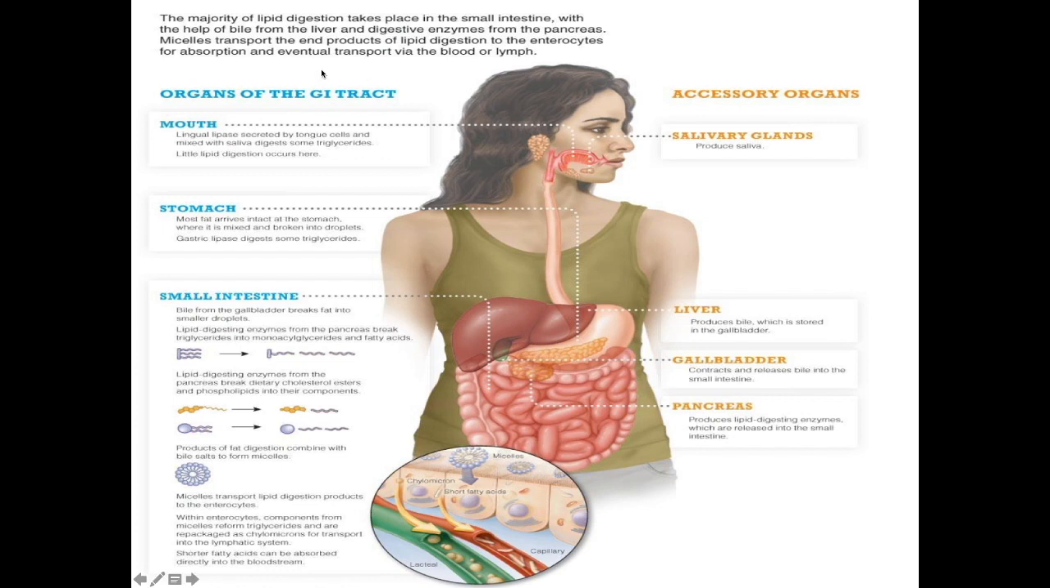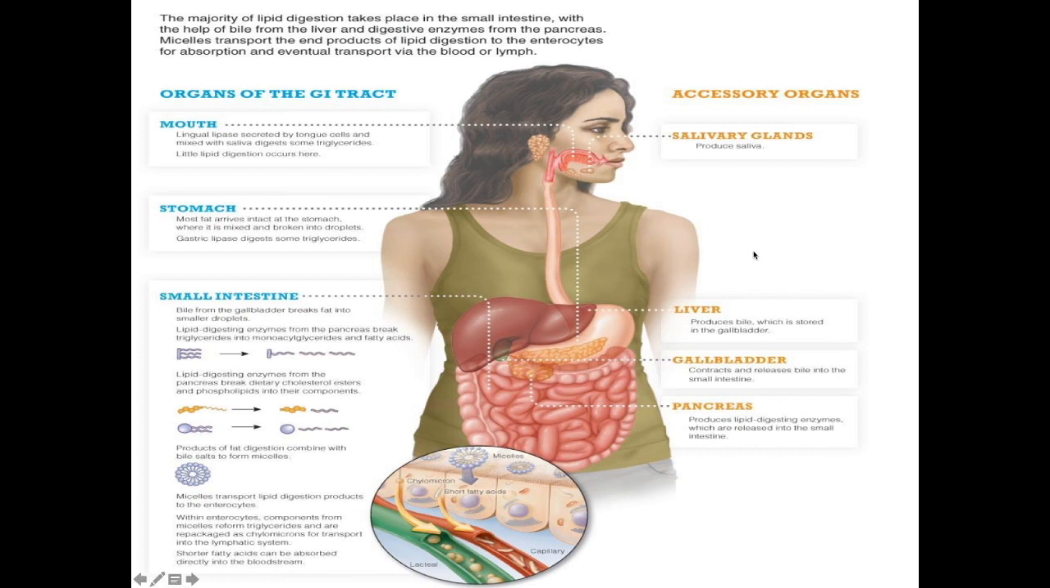Most of the lipid digestion happens in the small intestine. However, some of it starts in your mouth and stomach. In your mouth, your salivary glands produce saliva, which contains a small amount of lingual lipase, which digests some of the triglycerides, but not very many. Then you swallow, and the fat arrives mostly intact to your stomach, where it gets mixed and broken into droplets, and gastric lipase digests some more triglycerides and breaks off some of the short-chain fatty acids.